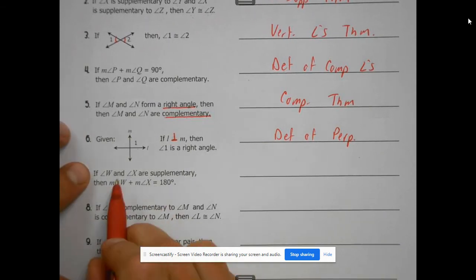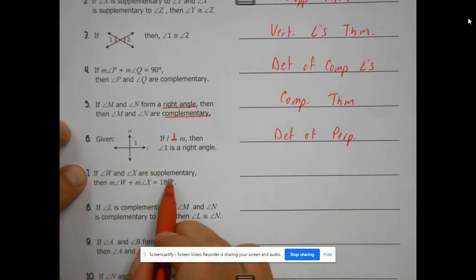Number 7, W and X are supplementary. And if you add it up, it equals 180. If it adds up to a degree, that is your definition. Definition of what? Definition of supplementary.